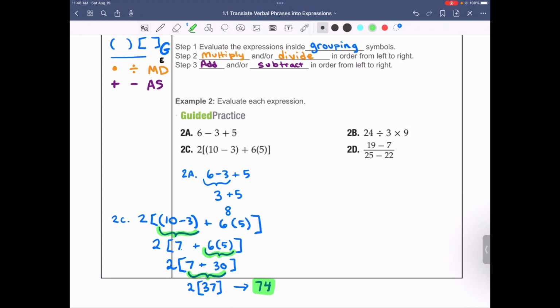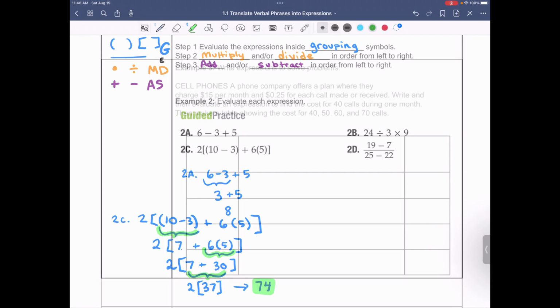I'm going to pause the video now so that we can have discussion about 2B and 2D. We know that 2C had a lot of steps, so we can also ask any questions that we have about those problems that we just did.